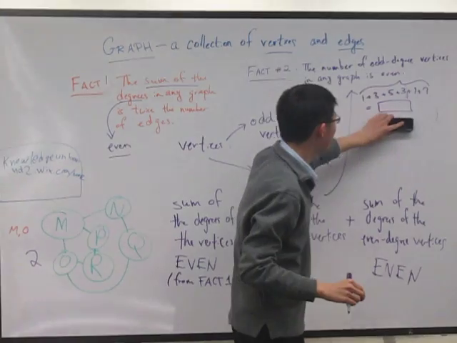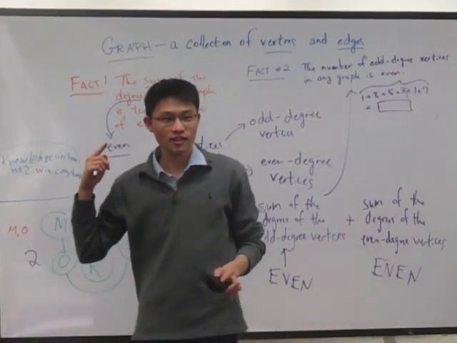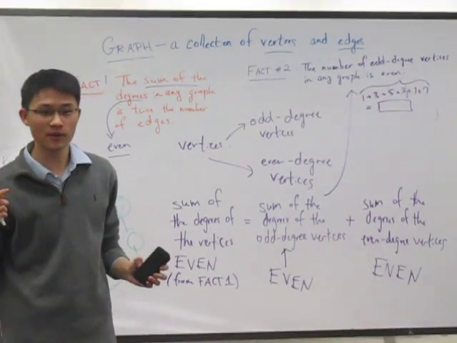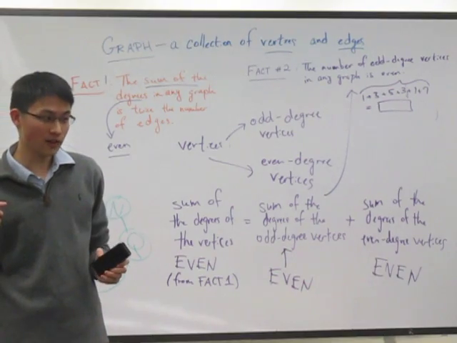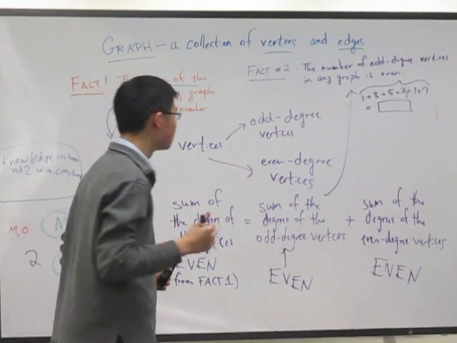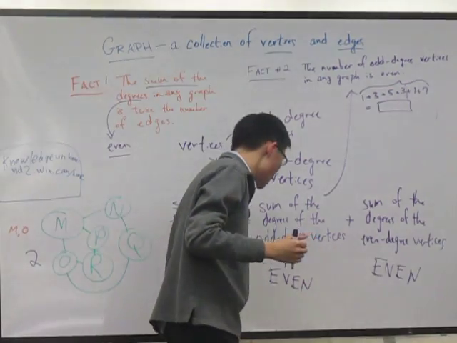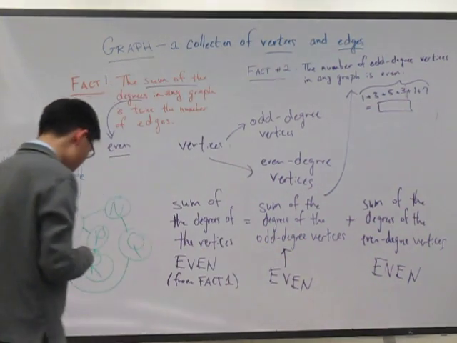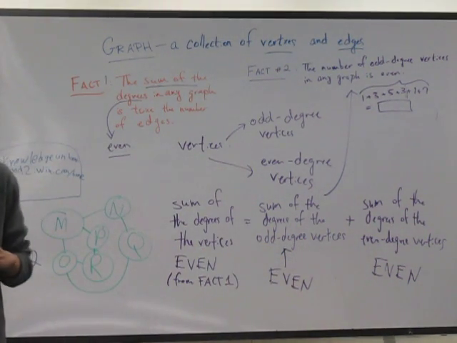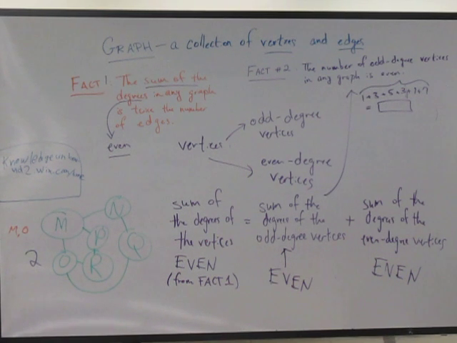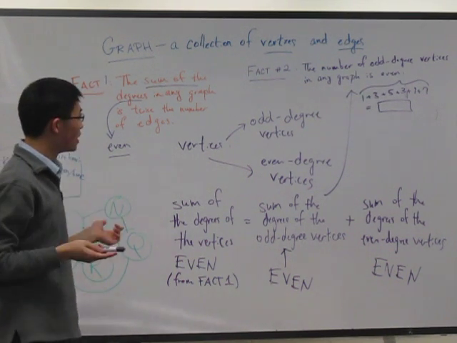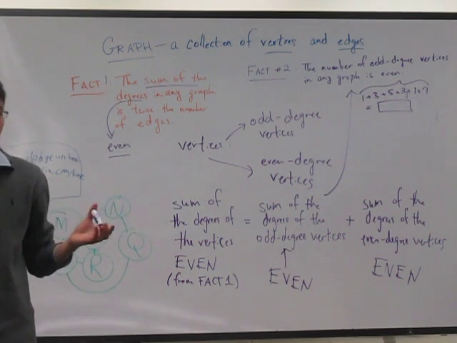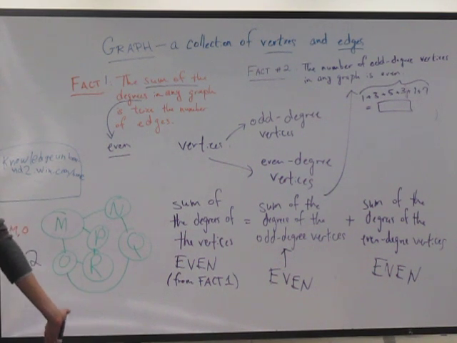Does anyone want me to repeat that? I know it's kind of convoluted. Anyone want me to repeat any part of that argument? No? All right, cool. So that's how we show the number of odd degree vertices in any graph is even. Now, this might not seem like that big of a deal. But I feel like it's kind of interesting because we can use graphs to model almost any kind of relationship network.